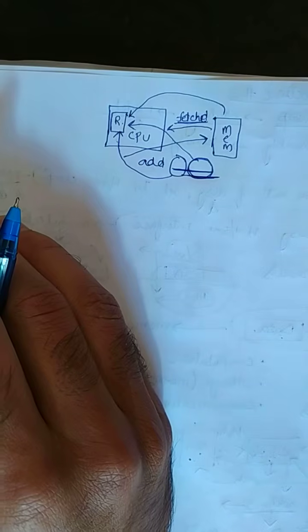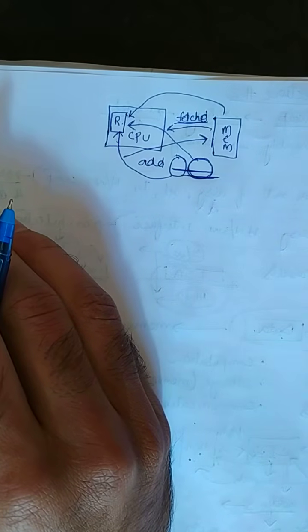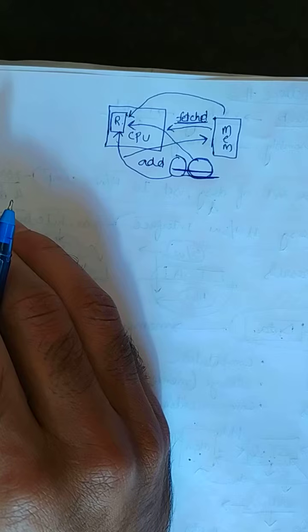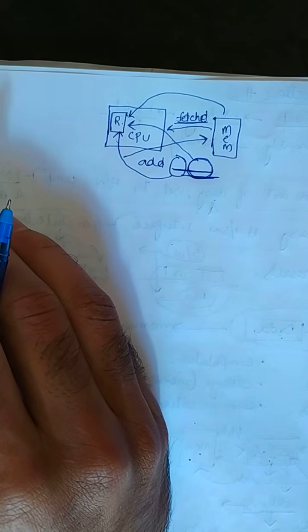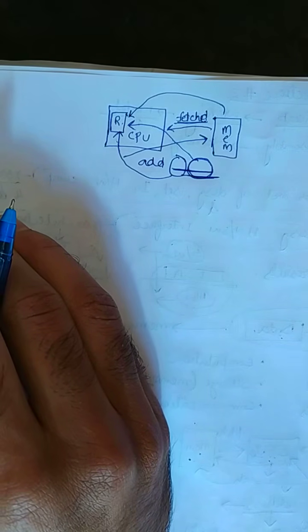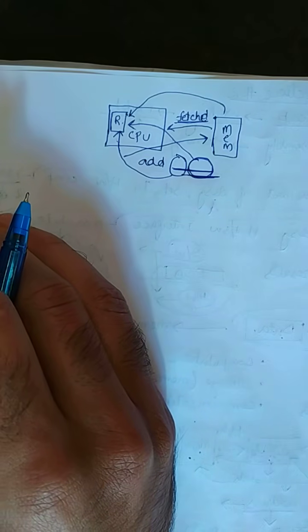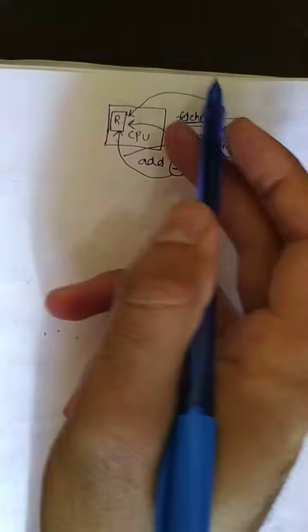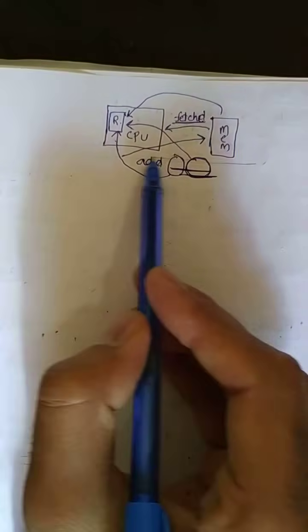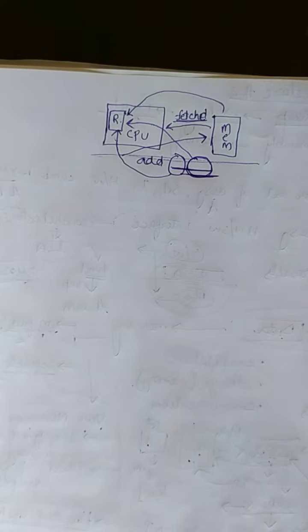So we fetch the instruction, we meaning the CPU. We load the data into the registers, we apply the instruction on the operands present in the registers, and then we store back the final result into the memory. So this is the von Neumann architecture, or von Neumann model with registers, and this model is the most commonly used model in current processors. That's why we will focus on this model only.